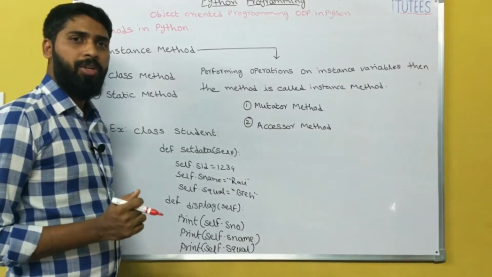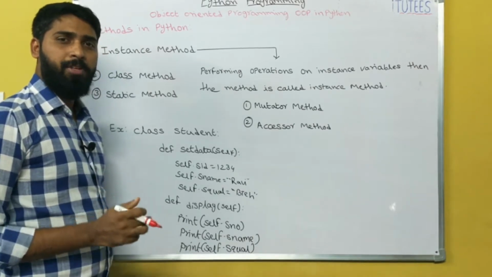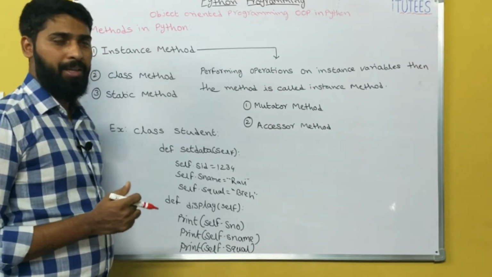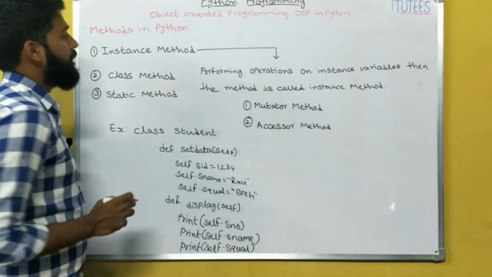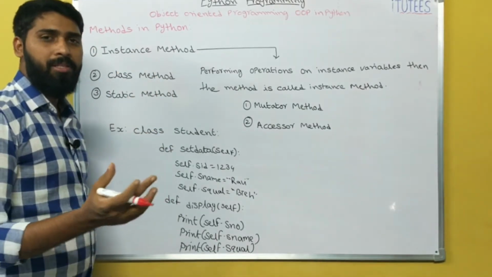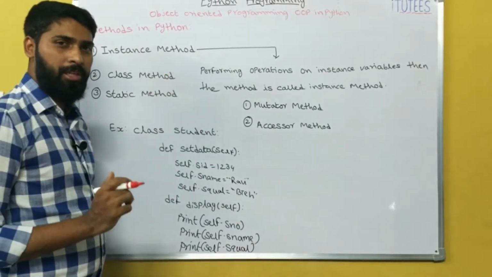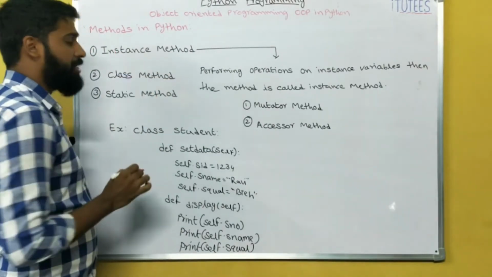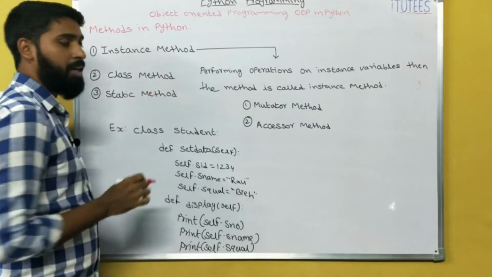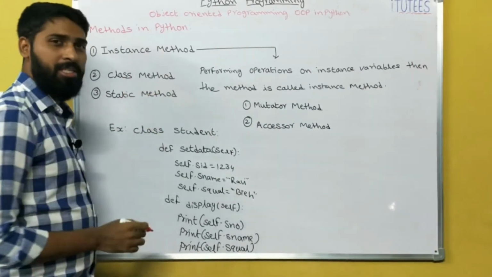In this class we are going to discuss different types of methods available in Python. So what is a method? A method is a set of instructions. We have three types of methods in Python: one is instance method, second is class method, and third is static method.